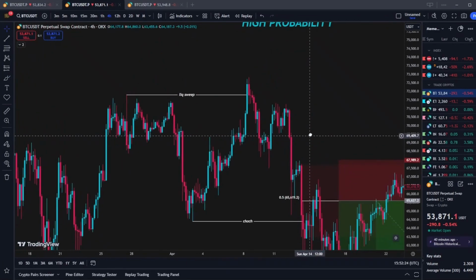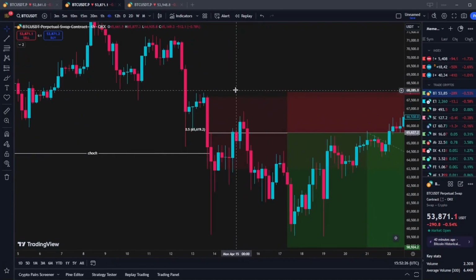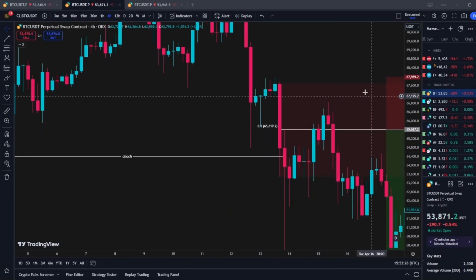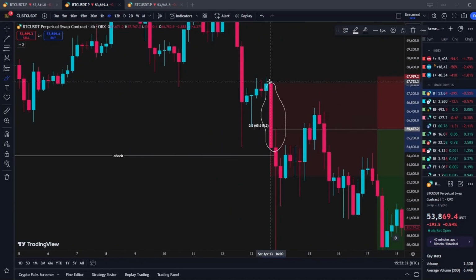Now the reason this is a high probability order block is because, as we talked about previously, the candle right here is a large body candle with smaller wicks.